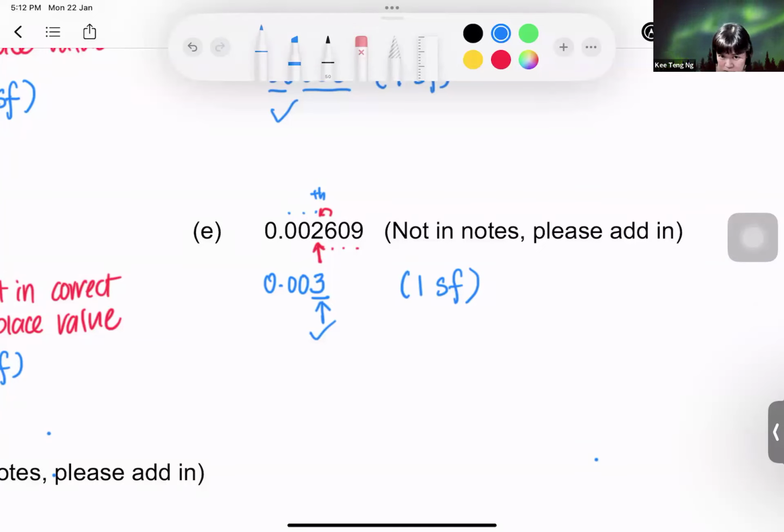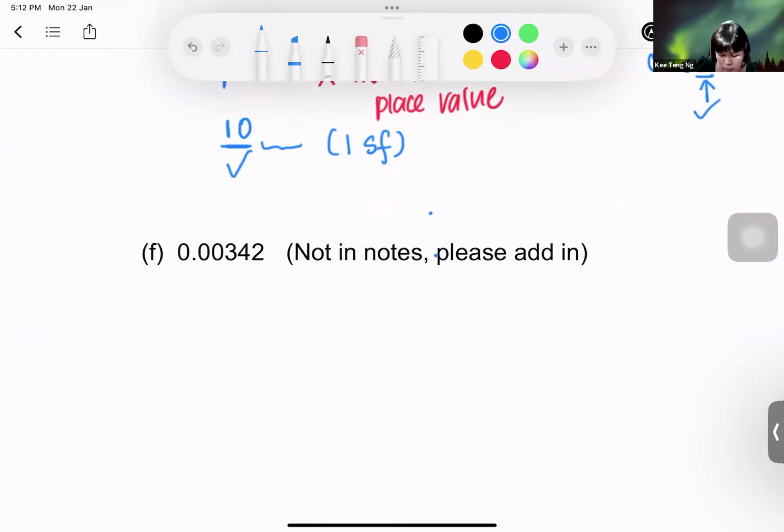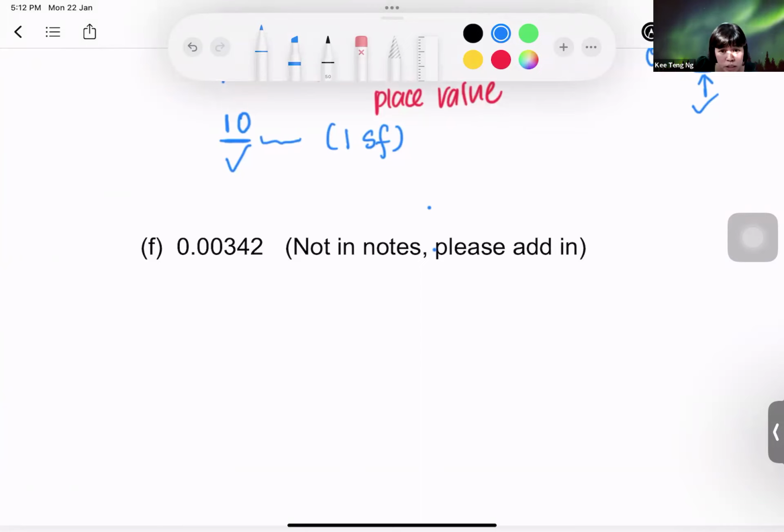Have you gotten the answer? Let's try one more question. Now, this question is not in the notes. Please add it in. Let's take a look. I want to round this number off to one sig fig. Where is my first non-zero number? Where's the first sig fig?